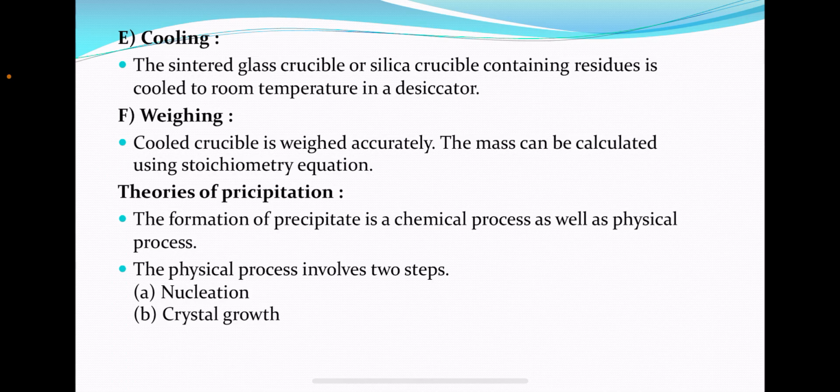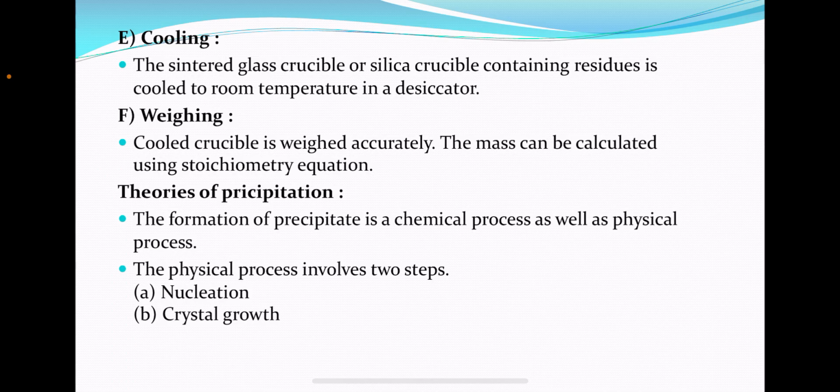The next step, after drying and igniting, is cooling. Directly we should not go and keep it in a balance and weigh the sample. Once it is ignited, we have to cool it. The sintered glass crucible or silica crucible containing residues is cooled to room temperature in a desiccator. Why do we use a desiccator? Desiccators are vacuum containers which will not allow any moisture or environmental air to come in contact with the substance under examination.